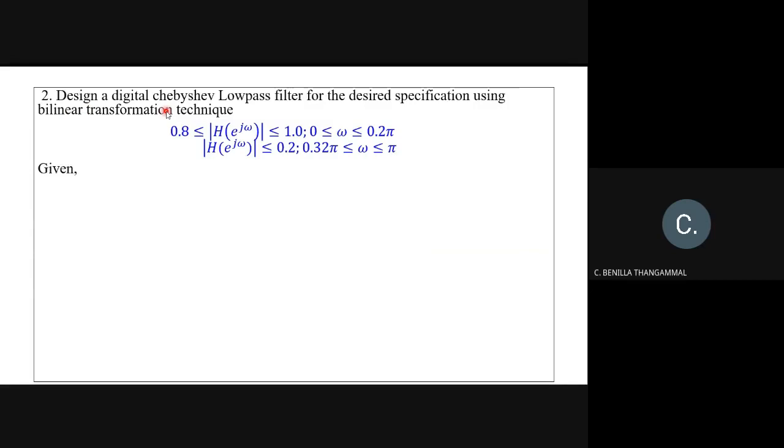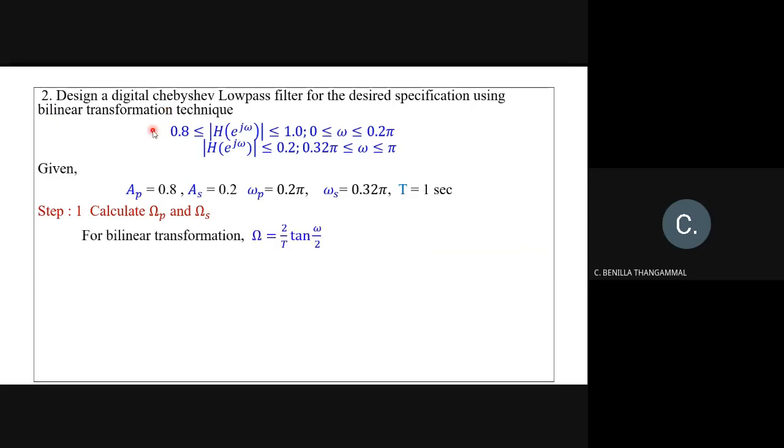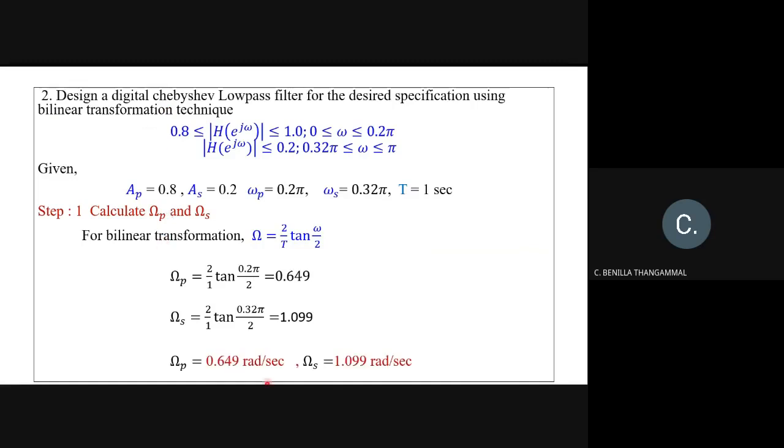So first you have to get your 5 parameters: AS, AP, omega P, omega S and T. After obtaining those 5 parameters, you have to calculate step 1, that is omega P and omega S. Since it is a bilinear transformation, you use the formula 2 by T tan omega by 2. So by substituting your omega value, you'll be able to get your analog omega P and omega S as 0.649 and 1.099 radian per second.